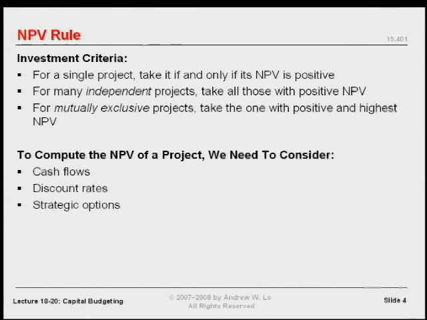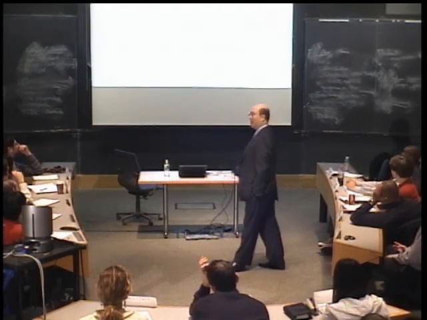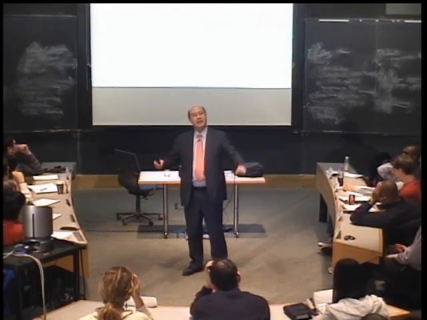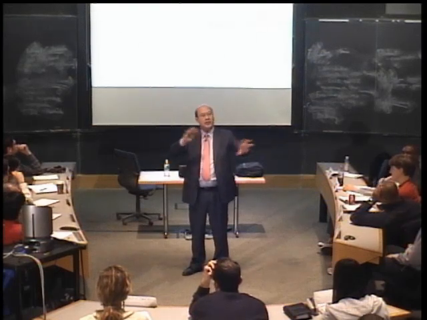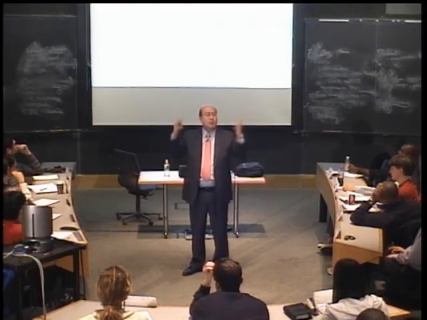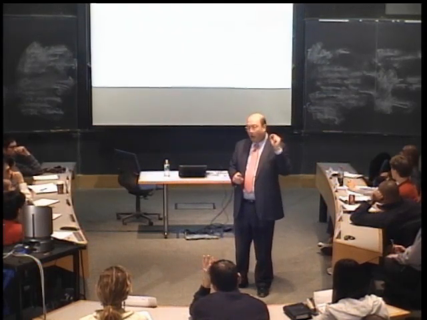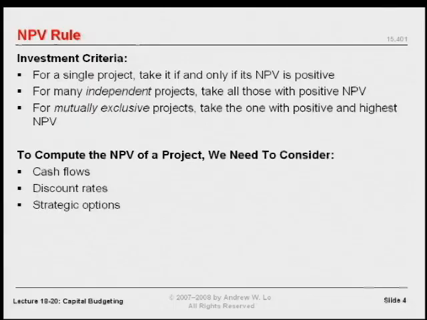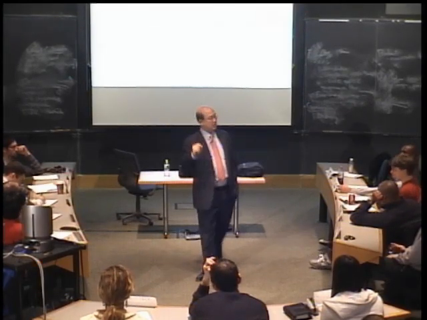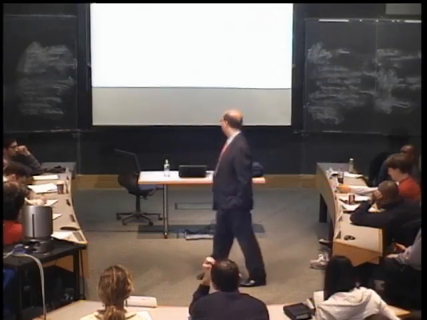For many independent projects, take all of them with positive NPV. If they're independent, meaning that taking one doesn't preclude you from doing another or there's no project interactions, take them all as long as they have positive NPV. If there are project interactions, then you have to take that into account. So one simple example of a project interaction is you can only take one of many. And if that's the case, then you pick the one that's got the highest NPV, okay? Where you have to use the proper risk adjustment for that particular project, all right?